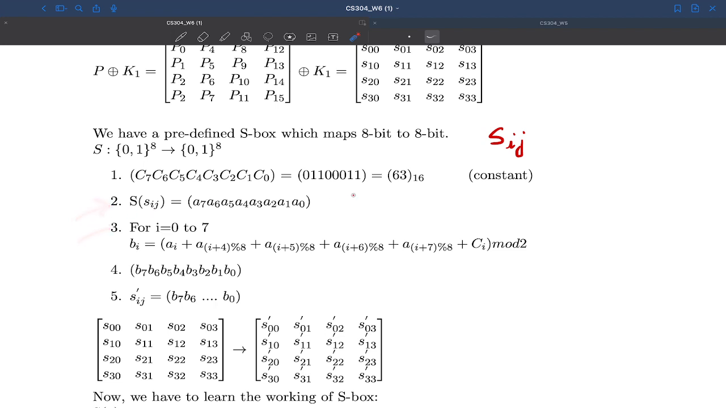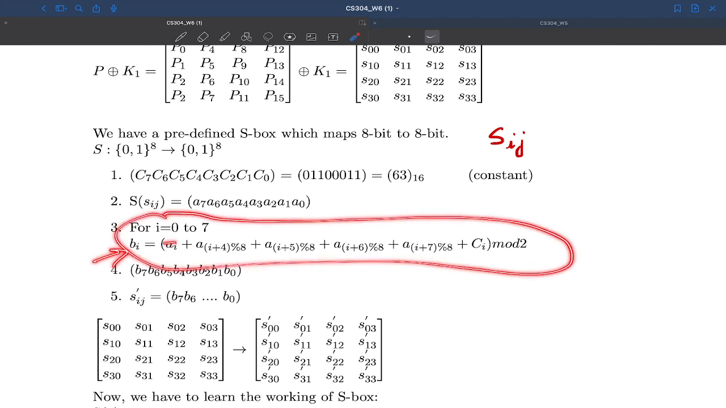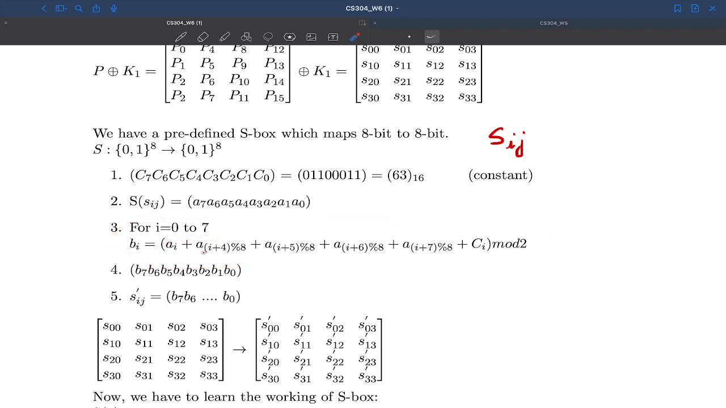In step 2 we are applying the S box. Since the S box is an 8-bit to 8-bit mapping, I'll get an 8-bit output from this S box. On that 8-bit string I will apply this operation. For that I will need a for loop from I0 to I7, and then the output is placed in the matrix at its corresponding position. So this is how we transform every single entry of this matrix.